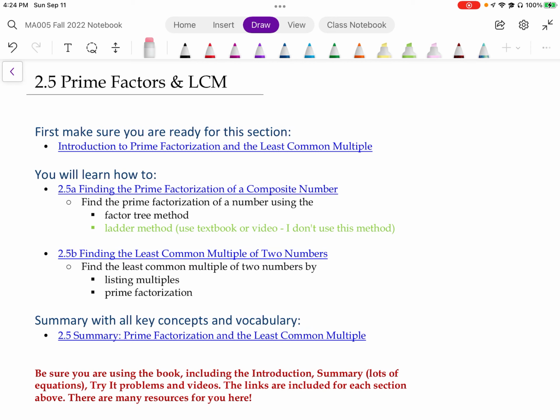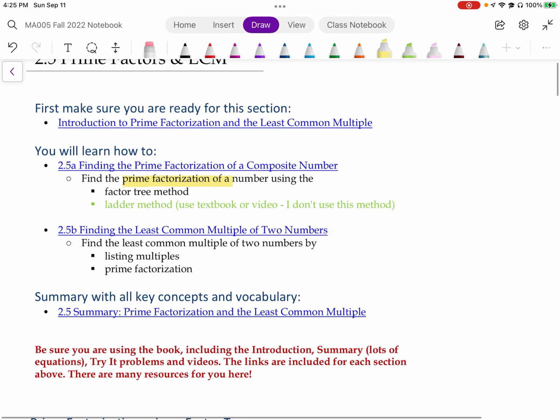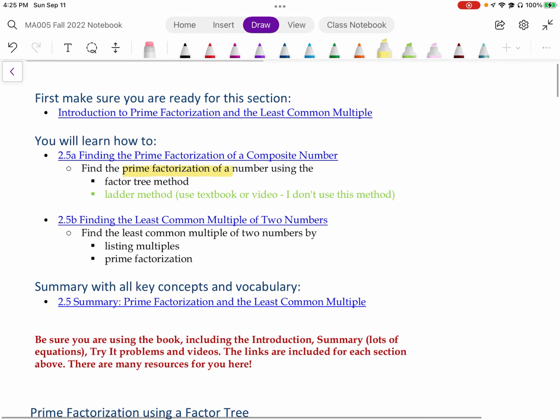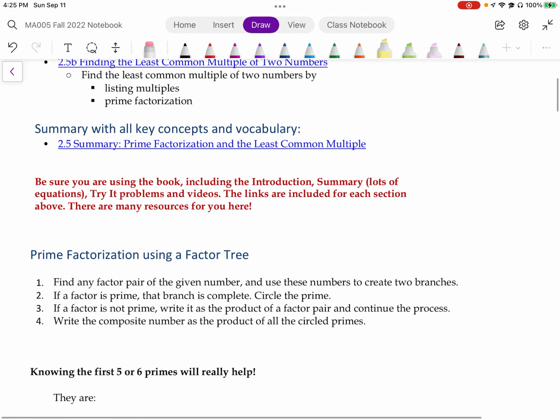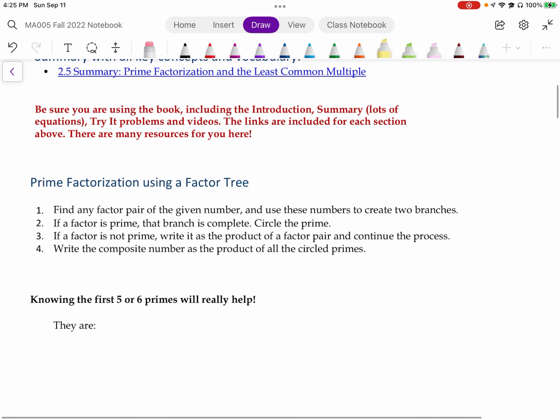So I am in this portion in green here under the prime factorization of a number. There's two different methods, factor tree method and ladder method. I will not talk about ladder method in class, but I am going to do it here for those who are interested. And you can also look at the book. All right, so I'm going to look at listing multiples as well as finding prime factors.